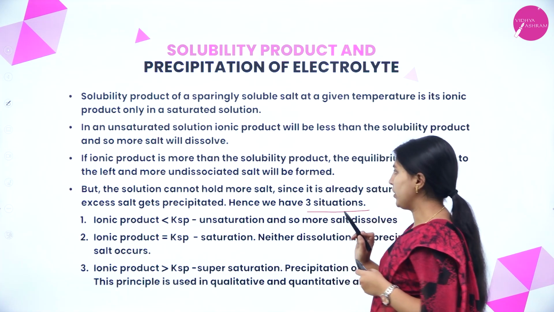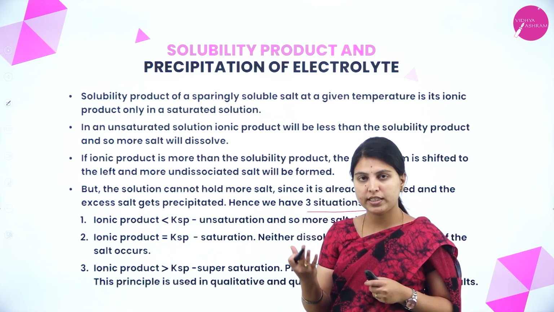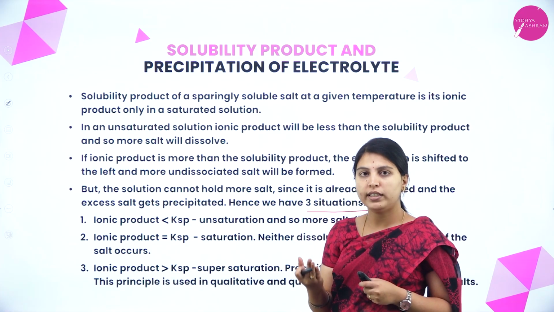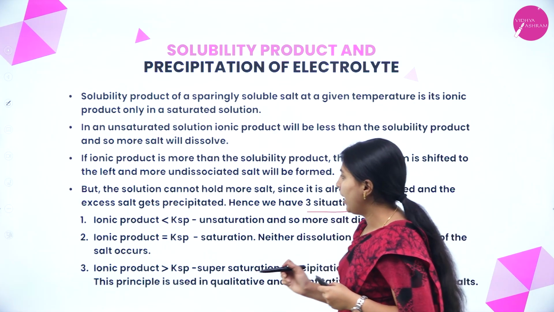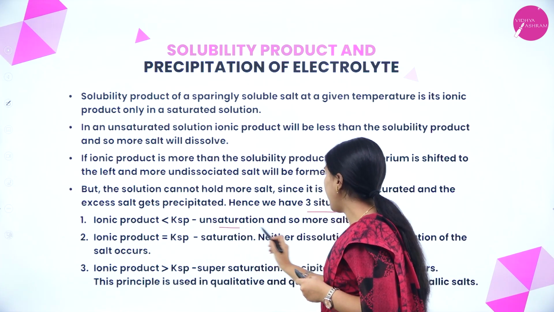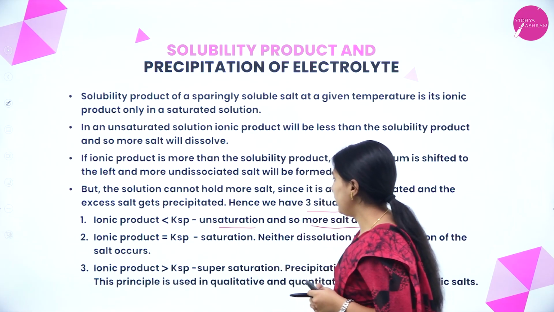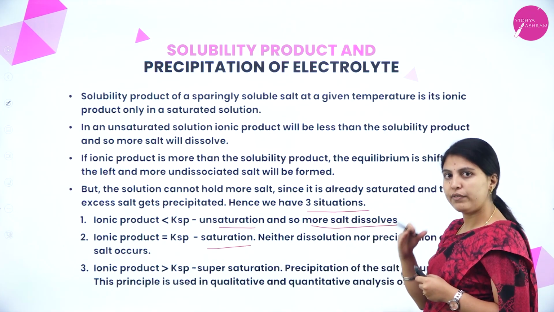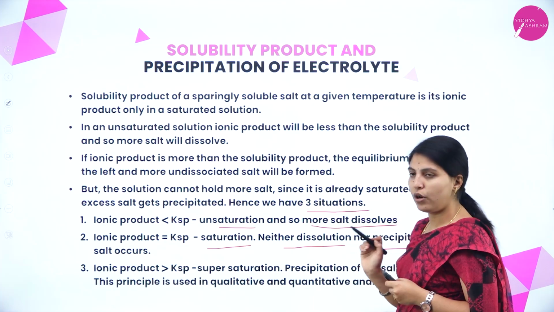Hence, we have three situations. What they are telling is that if any salt is dissolved in water, after the saturation point, if you add more salt to the same water, it will not get dissolved. So for that, three situations have been taken. If ionic product is less than solubility product, the solution is unsaturated and more salt will dissolve. If ionic product is equal to solubility product, a saturated solution will form. Solvent is equal, solute is also equal. Neither dissolution nor precipitation of the salt occurs.